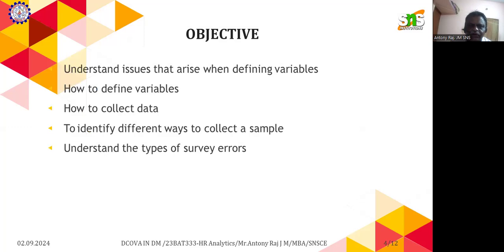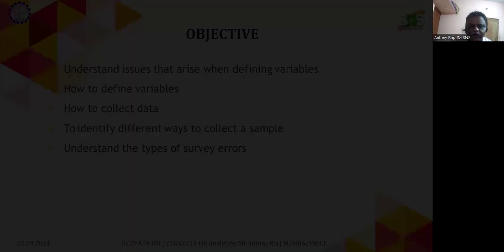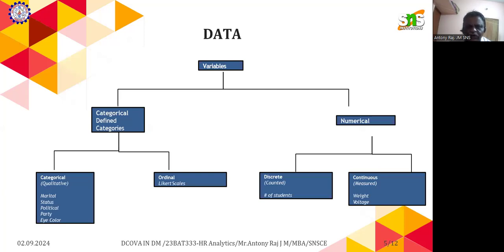Now, what is the objective of DCOVA? First of all, you have to have a very clear understanding of the variables, and you have to clearly define the variables, because the variables are going to store the data. You also have to understand the issues, how to define variables, how to collect the data, and identify different ways to collect it, because there are many situations where you cannot collect the full population. You have to collect a sample, and also understand the types of survey errors. So these are some of the objectives of DCOVA, and this is a very broad structure of DCOVA.